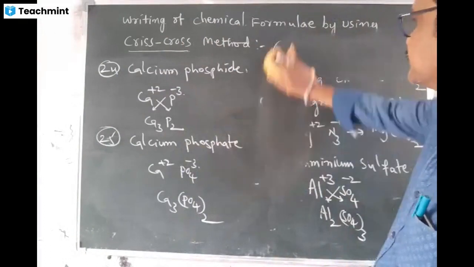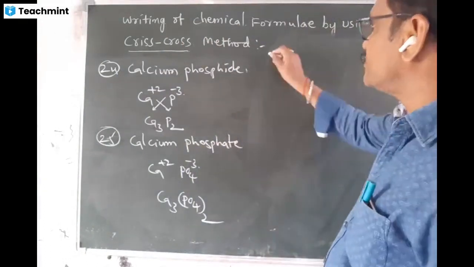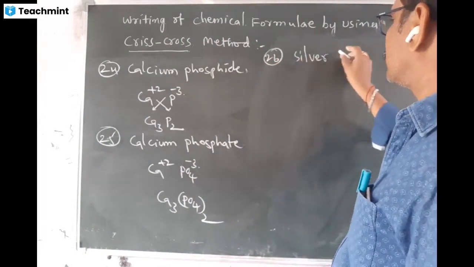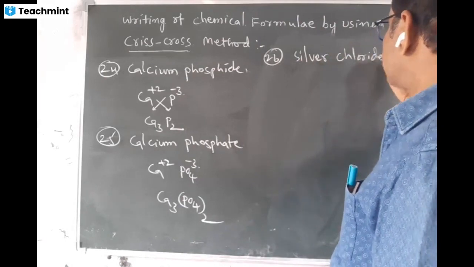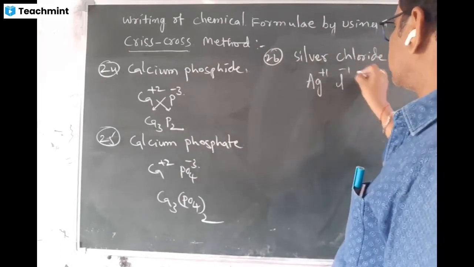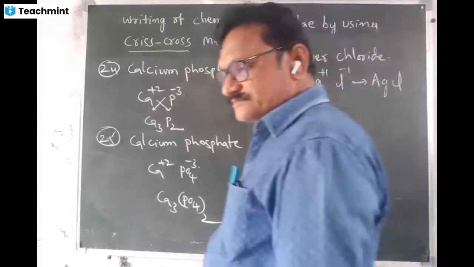See, then next 26. Silver chloride. What is the formula of silver chloride? Ag plus 1, Cl minus 1. Then it becomes AgCl. Silver chloride.